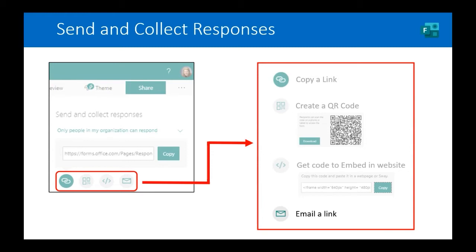Fourth is email a link. When you click on this, it actually opens up a new email message with the link to the form included in the body of the message. Then you can add your recipients to it and just go ahead and send out that email.